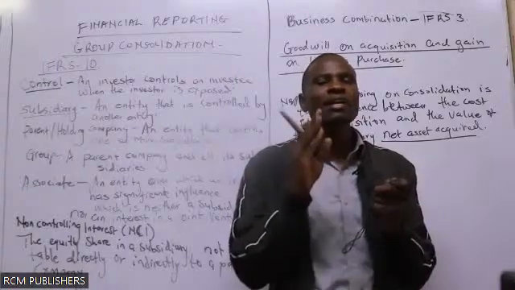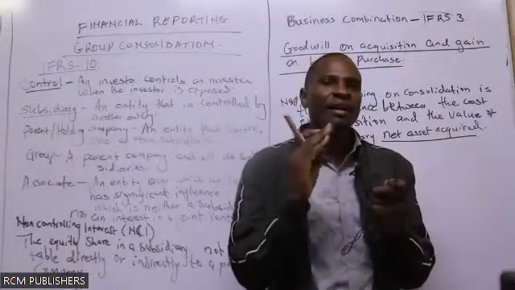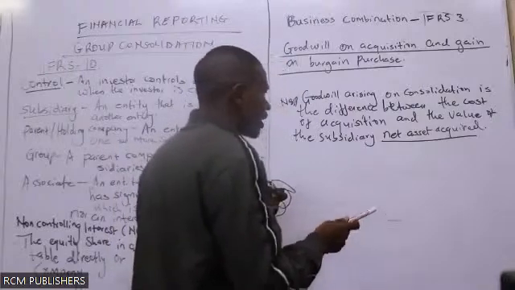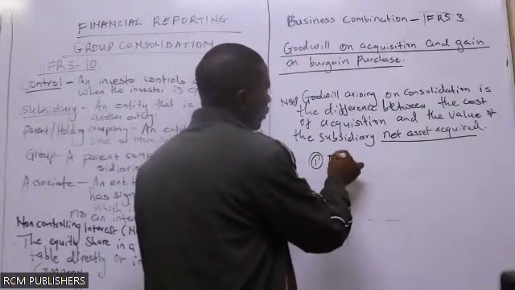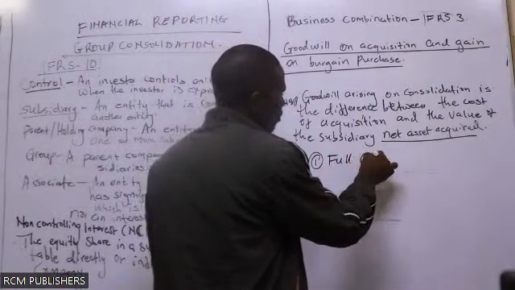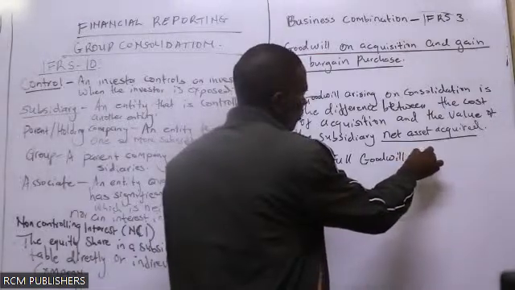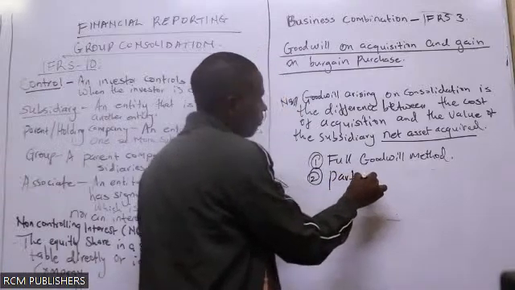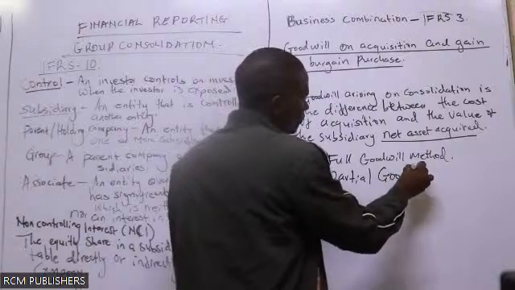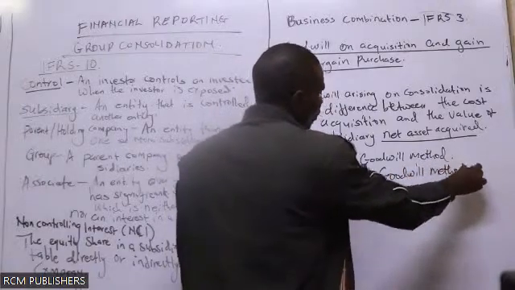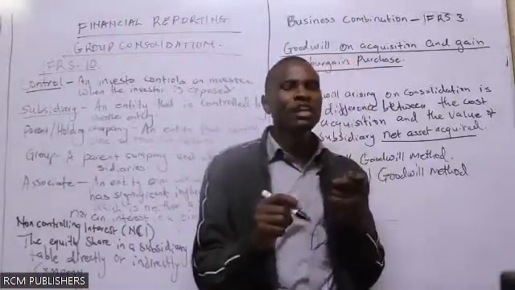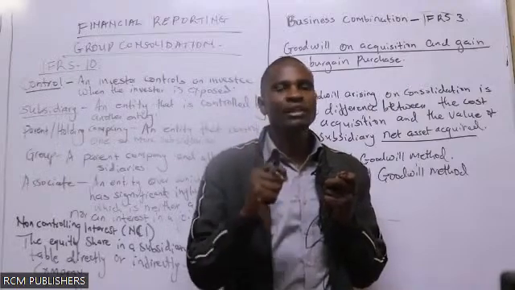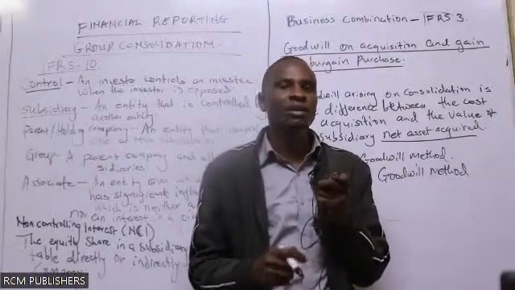Under the full goodwill method, we have an element of NCI. Already you understand that NCI stands for non-controlling interest. Full goodwill method, and partial goodwill method. Those are the two methods that we shall be using to compute our goodwill. It is important for you to understand how goodwill is computed using either of the two.